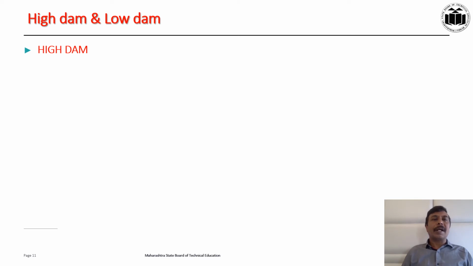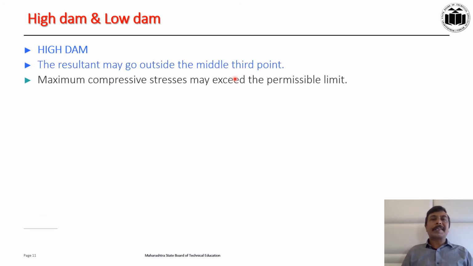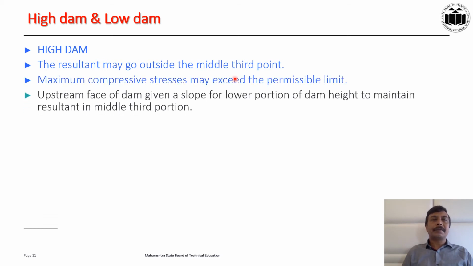Now we'll see the high dam. The resultant of the high dam goes outside the middle third point. Maximum compressive stress may exceed the permissible limit. The upstream face of the dam is given a slope for the lower portion of the dam height to maintain the resultant in the middle third portion.